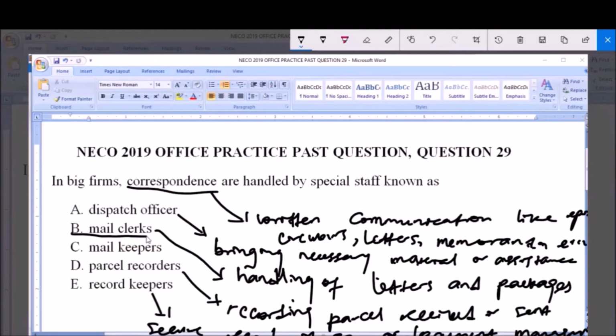Mail clerks. Mail clerks are responsible for the what? For the handling. They are the ones concerned with the handling of letters, memorandums, packages, any form of communication, that is correspondence in an organization, in any big firm, is actually handled by the mail clerks, and that is option B.